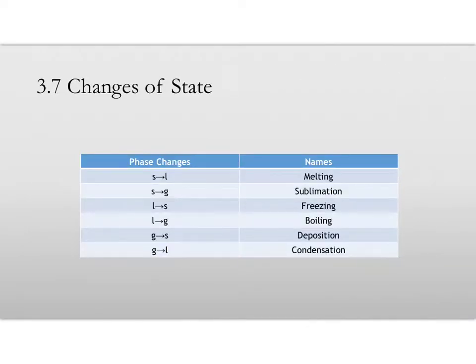The names for each of these phase changes are listed in this table. I mentioned them in the last slide. The picture on the last slide shows the names as well, but if you want it in table form, they're right here for you. So again, solid converting to a liquid is melting, solid converting to a gas is sublimation, liquid converting to a solid is freezing, liquid converting to a gas is boiling, gas converting to a solid is deposition, and a gas converting to a liquid is condensation.